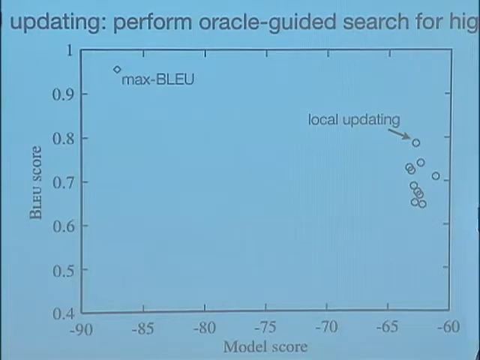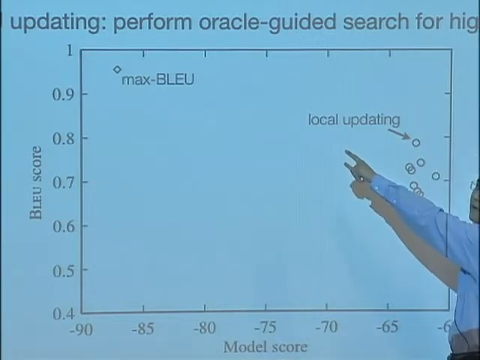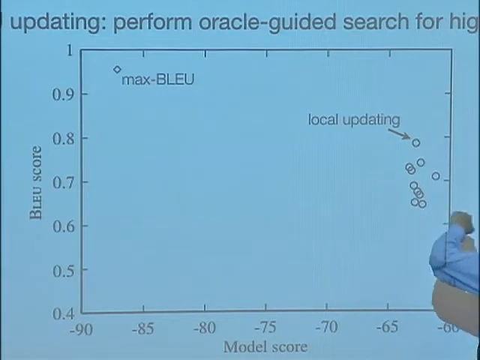And this has been observed by Percy Liang et al, and also by a paper by Abhishek Arun and Philip Kuhn, where they compared these various methods. So we need to do something more conservative. It's too aggressive to try to go for the very, very highest BLEU score. So there's another method called local updating. And in local updating, we choose an n-best list. Here, n is equal to 10. We choose the 10-best list.